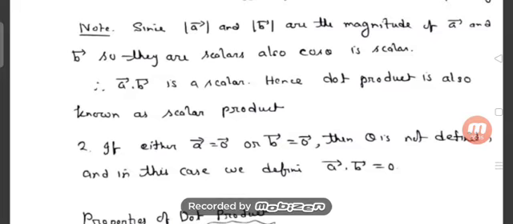Now you see, suppose either a bar is 0 or b bar is 0, then theta is not defined in this case. If a bar is equal to 0 or b bar is equal to 0, then theta is not defined, because the 0 vector, what do you mean by 0 vector? Its initial and terminal points coincide. So in this case theta is not defined, and if any one of them is 0, then the dot product will always be equal to 0.